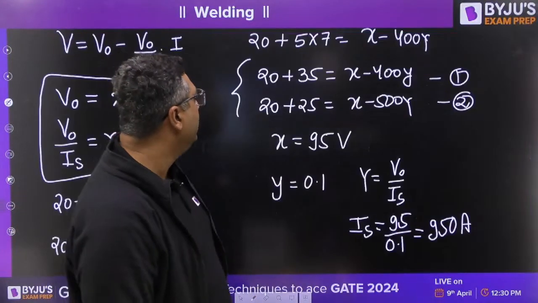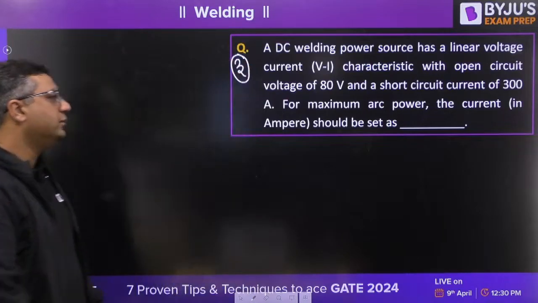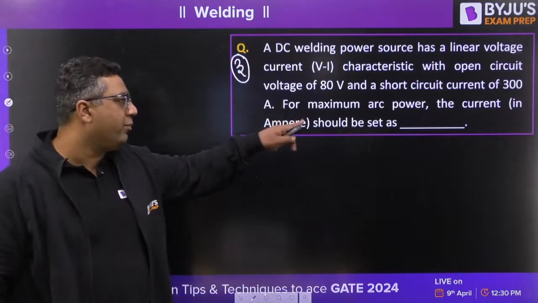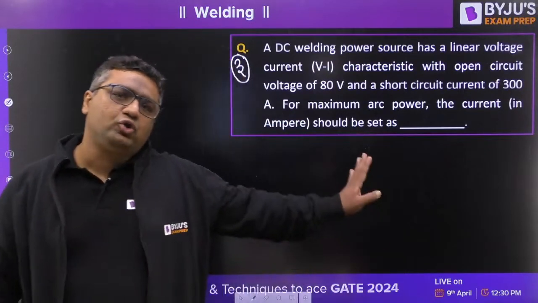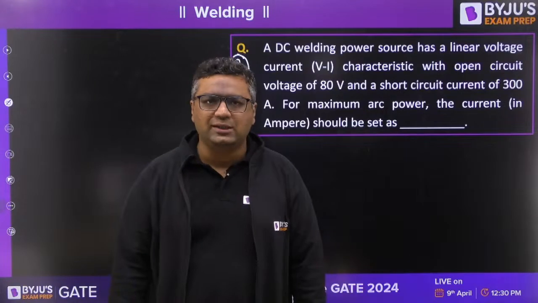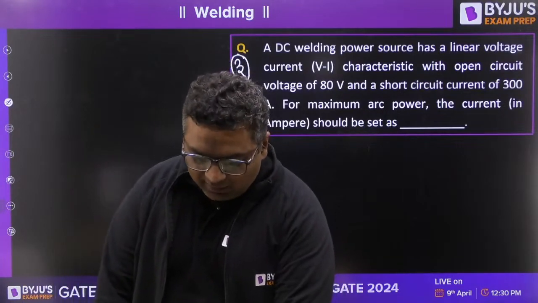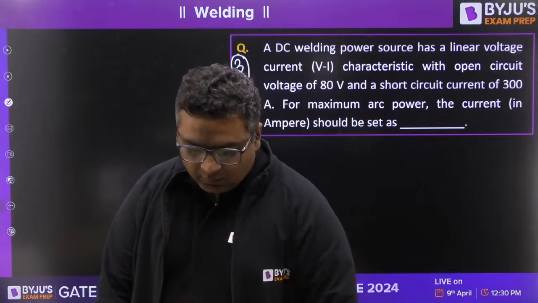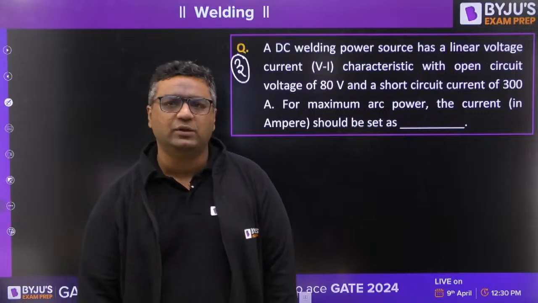Question number 3. This is one more type of question which comes in the GATE exam. Here you need to tell for maximum arc power what the current should be set as. Here I will also give you a thumb rule for this type of question, where just by looking at the type of question you will be able to answer. So let us see how many of you give the right answer for this.